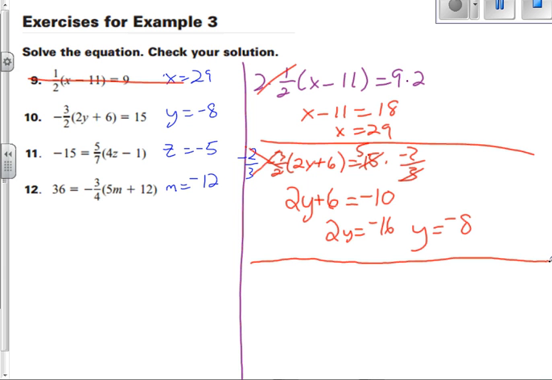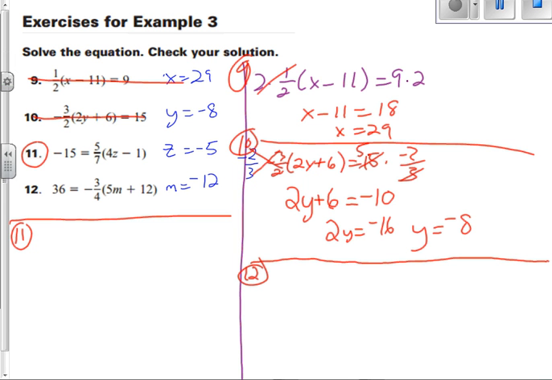Okay, so we did 10. Let's look at 11 real quick. So I'm going to do 11 right here, and this will be 12 right here. This was your 10 right there, and that one was your 9. Let me get a different color. So we got blue this time. All right, so we have negative 15 is equal to 5/7 times 4z minus 1. So I'm going to multiply by the reciprocal, 7/5, 7 over 5 times negative 15, right?